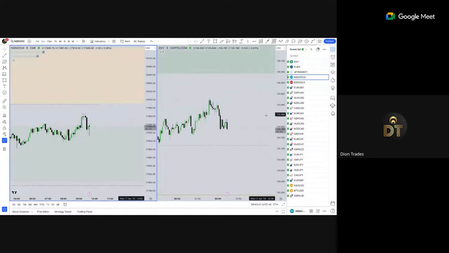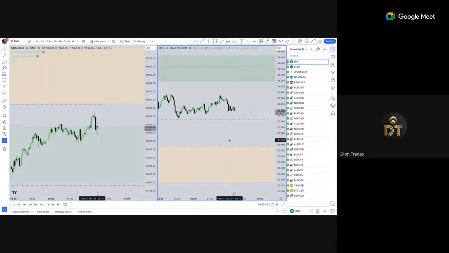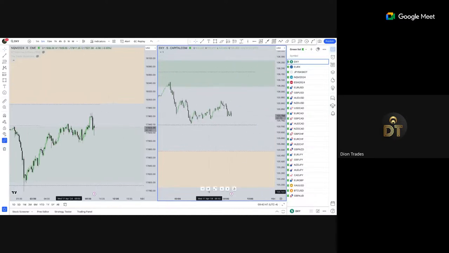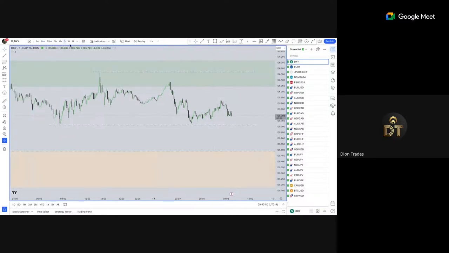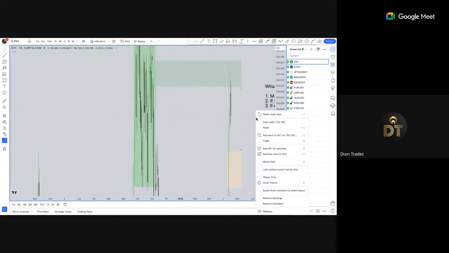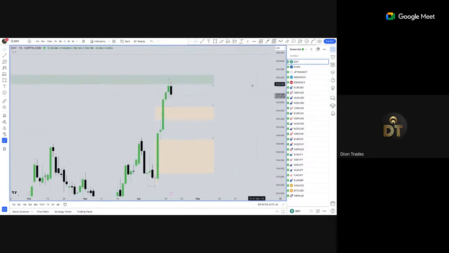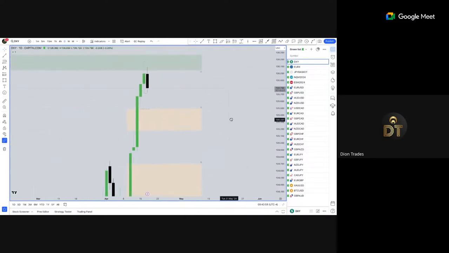And what will be very nice is if we can see a move towards the daily BISI right here on DXY. So let's zoom in a bit, because tomorrow we have a red folder. It would be very nice if we can trade maybe today or early tomorrow to here, and then that news, the red folder, can push us up there. That would be very nice.